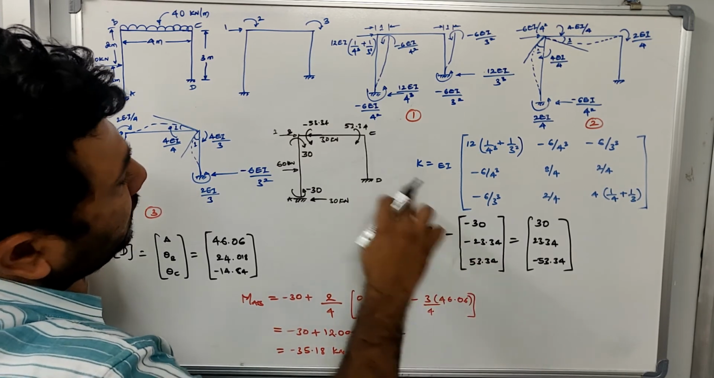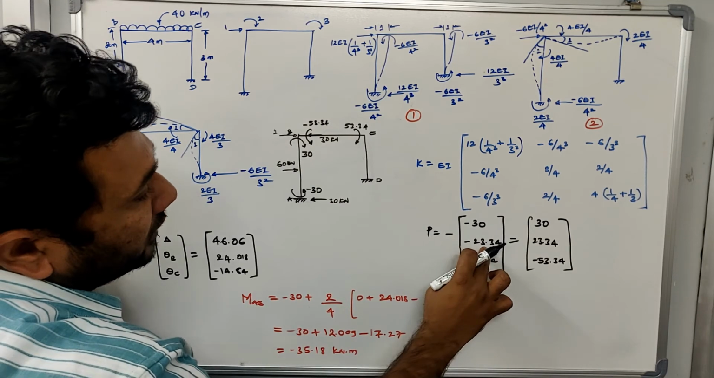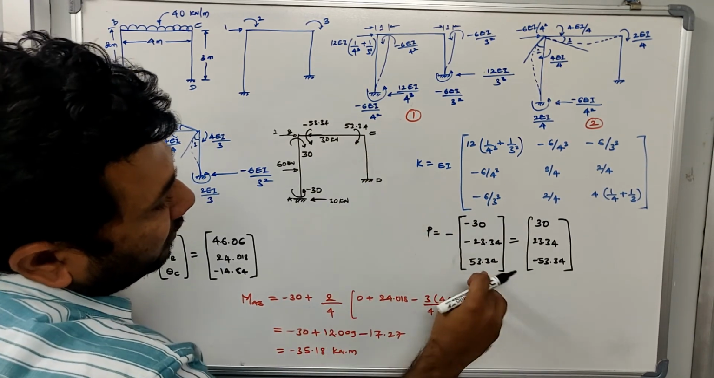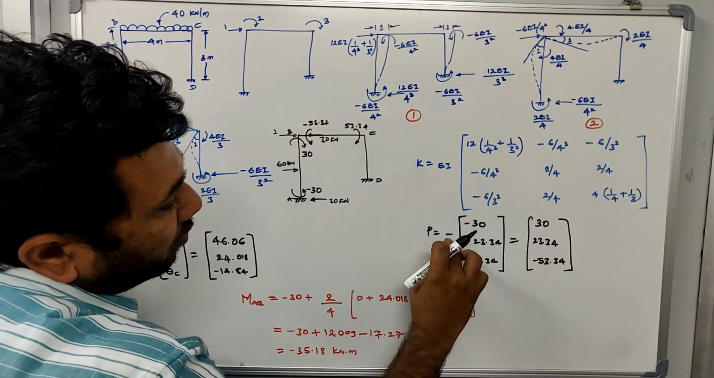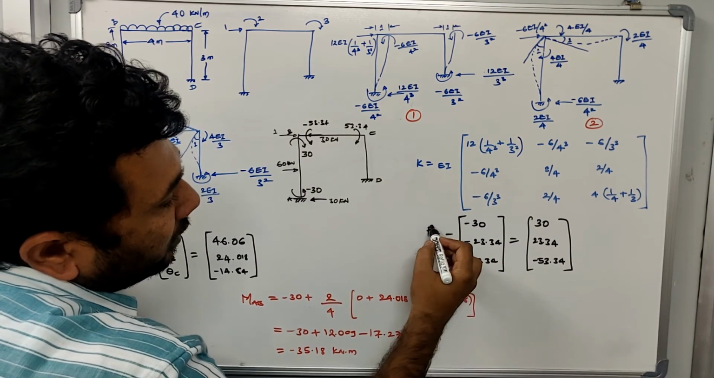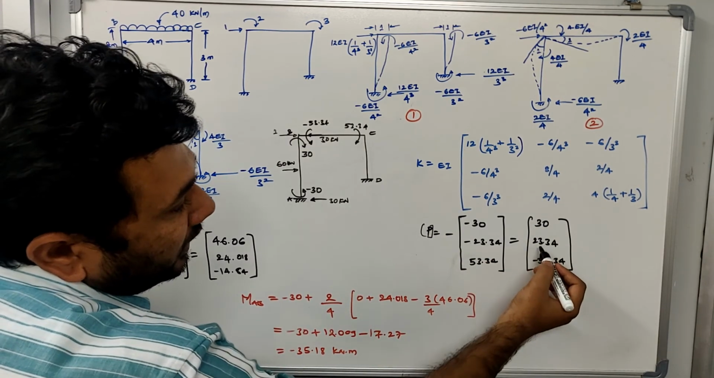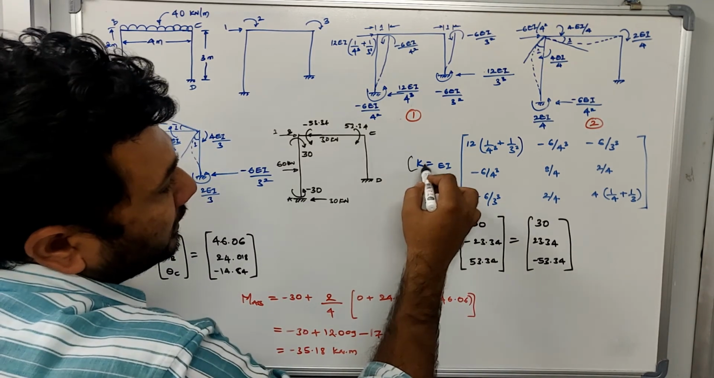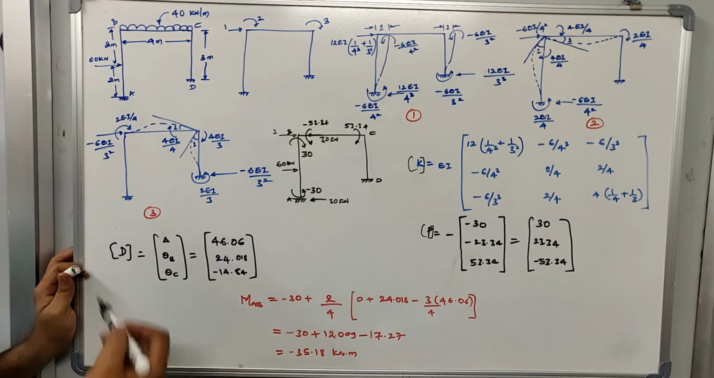The force at the second coordinate is 30 minus 53.34, which is minus 23.34. Similarly, at the third coordinate it is 53.34. I told you earlier that we need to apply a negative sign to this force matrix. So the negative of this is this: the force matrix is 30, 23.34, minus 53.34. So you know your stiffness matrix, and you know your force matrix. Let us calculate the displacement matrix.